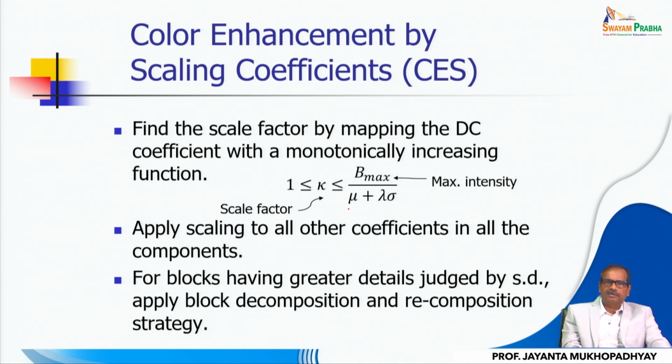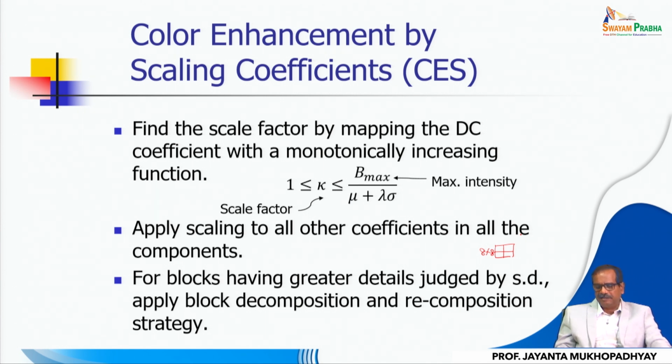So for blocks having greater details, judged by standard deviation, apply block decomposition. Here also you can see blocking artifacts, because you are applying it to an 8x8 block, you will be observing blocking artifacts. So instead of applying it to an 8x8 block, you would like to make smaller blocks, because that would give you smoother variation. Suppose at the lowest level, if all these are meant for only one pixel, where there are no AC coefficients, then it becomes as good as spatial domain operations.